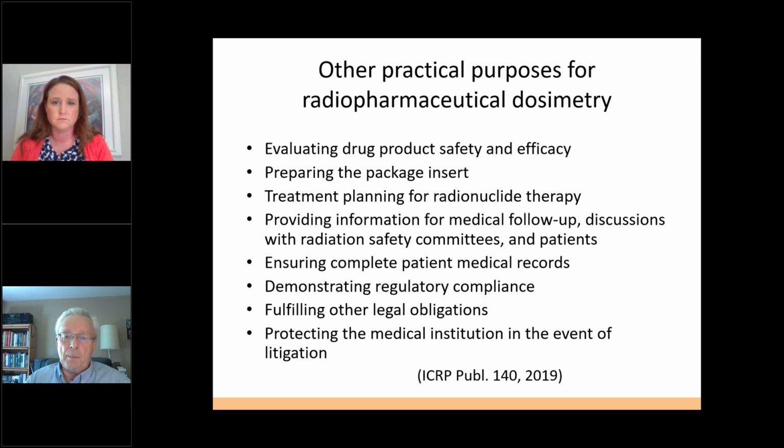It's important for treatment planning for radionuclide therapy. Dosimetry provides essential information for medical follow-up, discussion with radiation safety committees and with patients. Dosimetry is important for ensuring complete patient medical records, for demonstrating regulatory compliance with dose limits, and perhaps for fulfilling other legal obligations. And then lastly, I think it's important for protecting the medical institution in the event of unwarranted litigation.